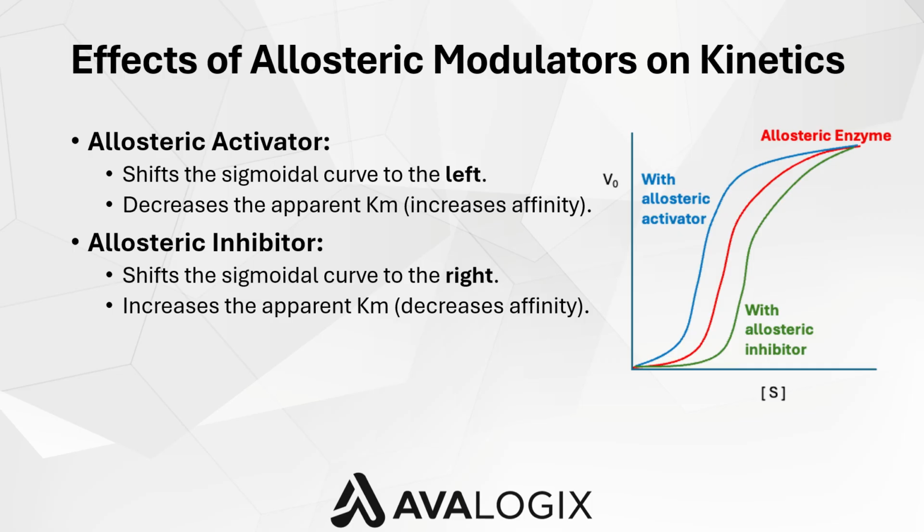Conversely, an allosteric inhibitor binds and shifts the sigmoidal curve to the right. This signifies that a higher concentration of substrate is now required to achieve the same reaction velocity. The inhibitor has decreased the enzyme's apparent affinity for the substrate, increasing its apparent Km.